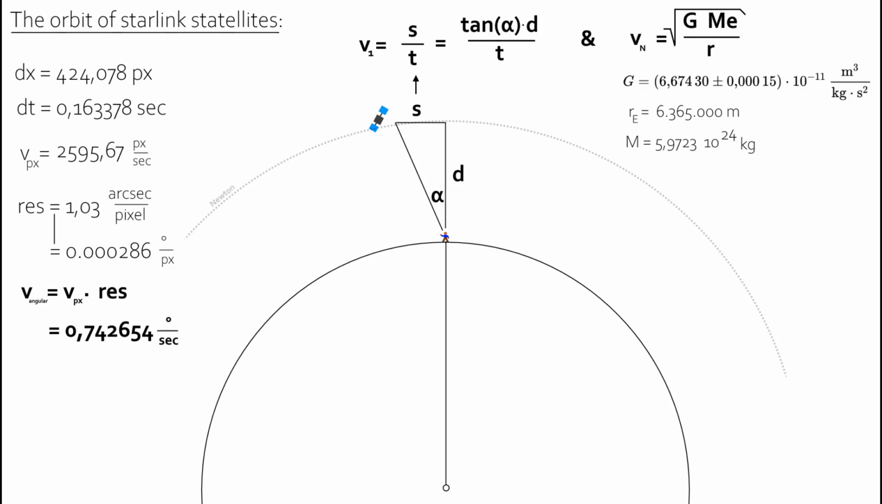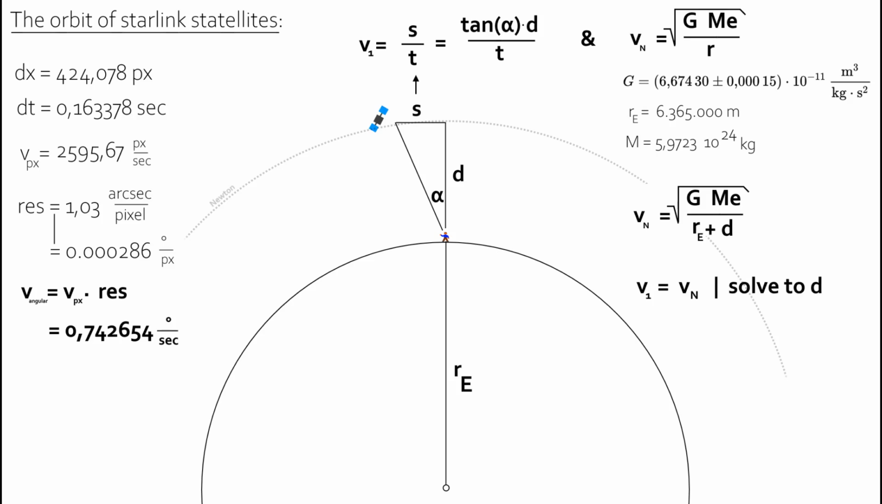On the other hand, we know the speed an object has on a given orbit. Remember, every object on a given orbit has the same speed depending only on this orbit height. That was Newton. This velocity, let's call it v Newton, equals the square root of the gravitational constant G times the mass of the central body M divided by the radius r. The gravitational constant G equals 6.67 blah blah blah times 10 to the power of minus 11 meters cubed per kilogram per second squared. The mass of the Earth is 5.9723 times 10 to the power of 24 kilograms. The radius r for us is Earth's radius, that is 6,365,000 meters, plus the height of the satellite, we call it d.